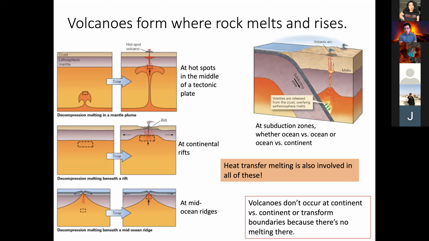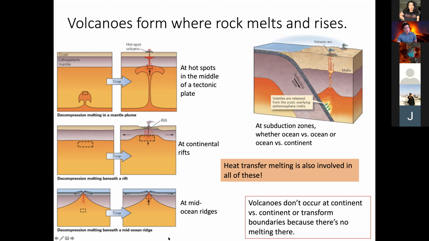It's usually in the middle of a plate, like in Hawaii. Although in some cases, like Iceland, they happen to line up with a plate boundary. But actually Yellowstone is another example of something like this. It's just that it's happening on a continent rather than in the ocean. But it's the same idea of this superheated plume just blasting its way through the crust. And so that's decompression melting, but it's also heat transfer melting because hot stuff melts stuff next to it.